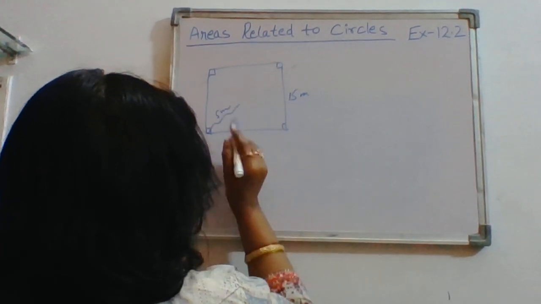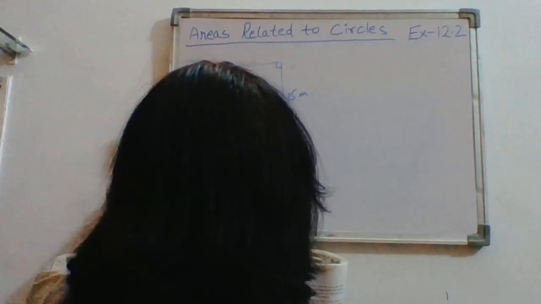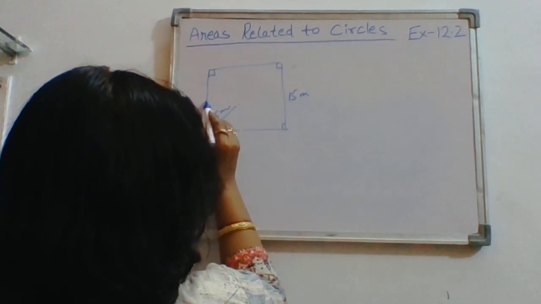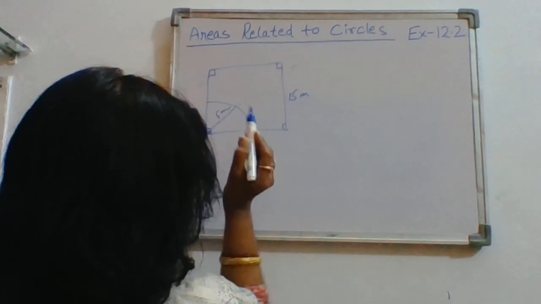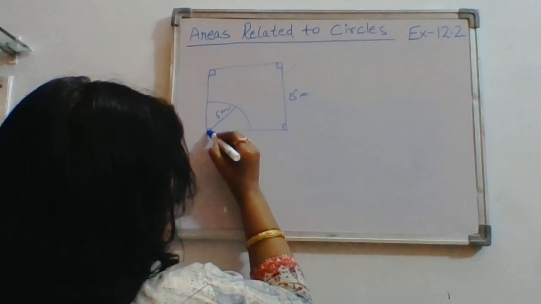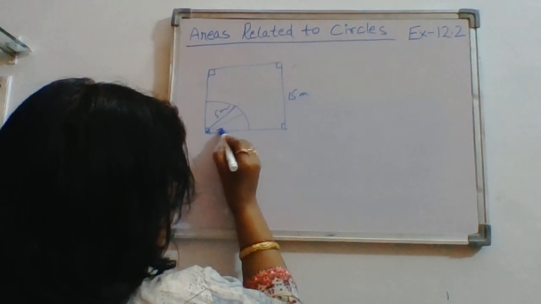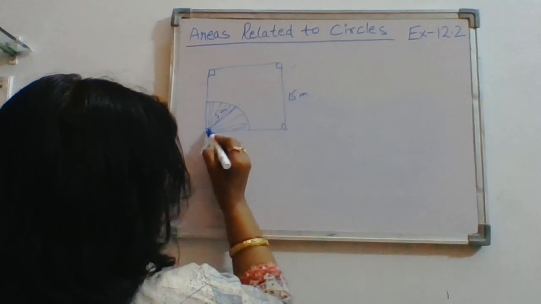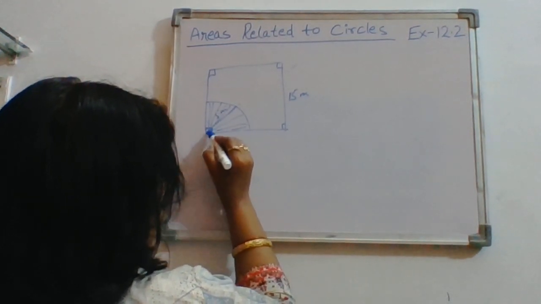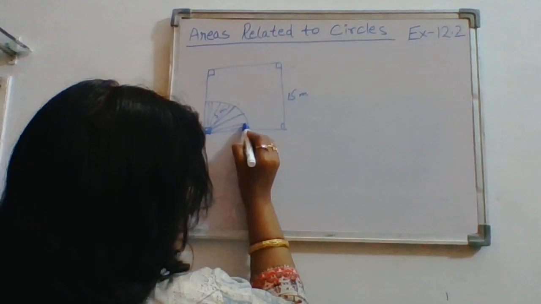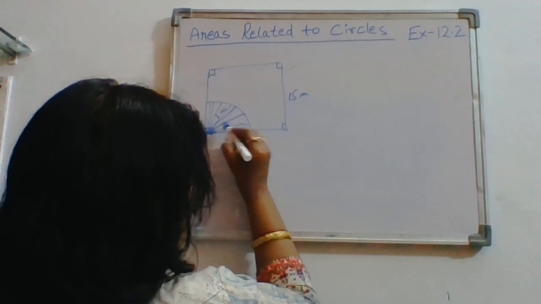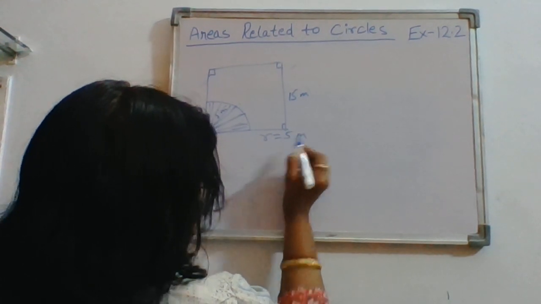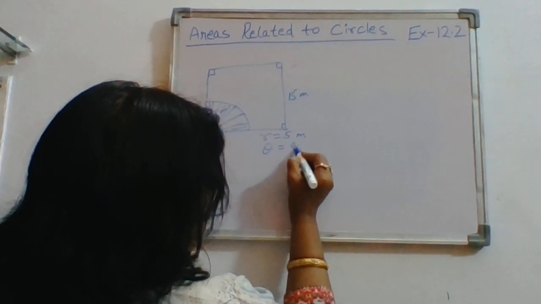So maximum how much the horse can graze. Okay, the area that we have to calculate. So the maximum area the horse can graze will be equal to the area of a quadrant, because this is 90 degrees and the rope can be stretched only up to 5 meters. So this is the radius, right? So radius here is 5 meter and central angle is your 90 degree.